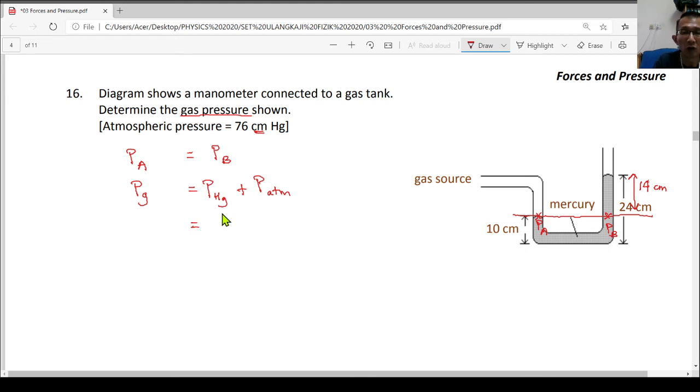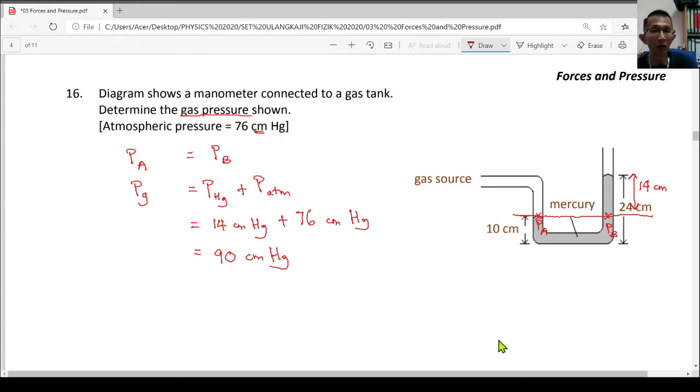All right, so P due to the mercury is 14 centimeter mercury, and then P atmospheric is 76 centimeter mercury. So we total these two figures up. You should be able to get, that would be 90, yeah, 90 centimeter mercury.